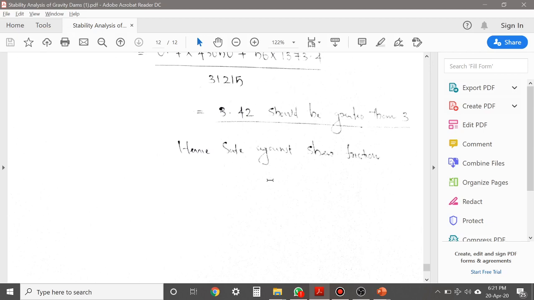So I hope all of you got the entire concept of this stability analysis of gravity dam. For any doubts, you can call me. While doing the exercise also, you should call me if you are having any doubts. Clarify your doubts and proceed. So thank you all.